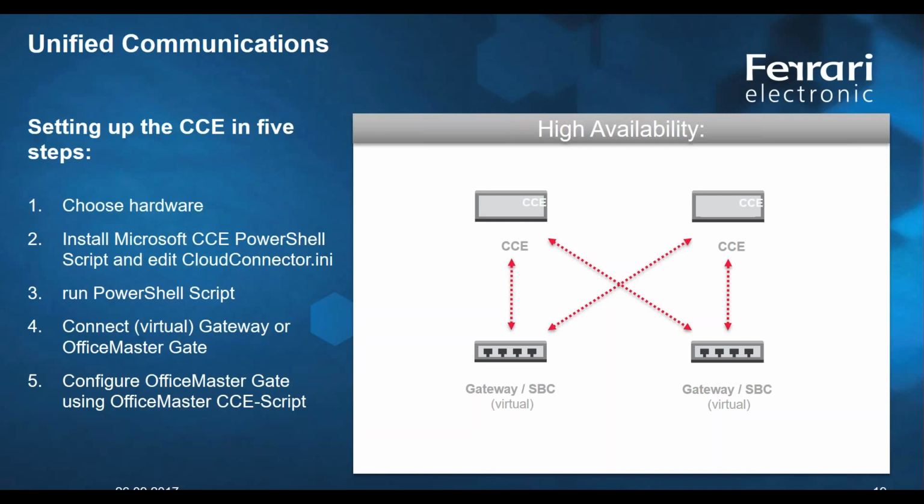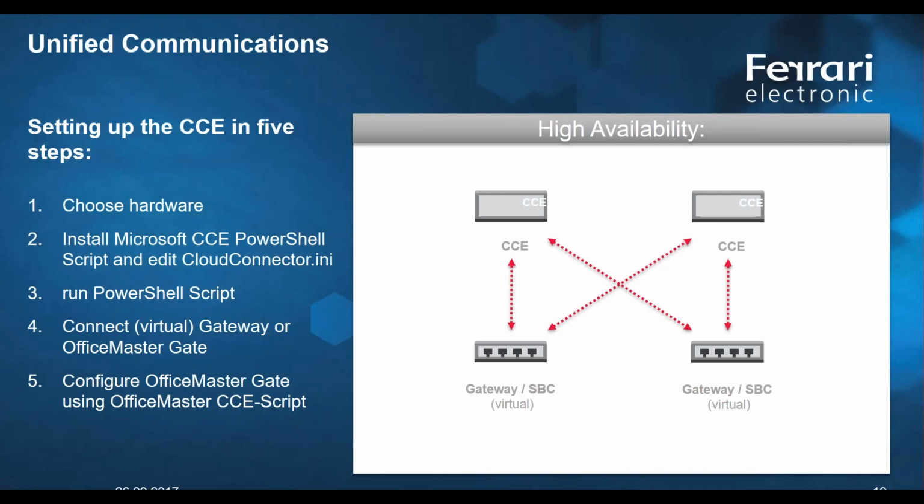Then run the PowerShell script, which takes a few hours to create all the virtual machines on the CCE appliance. This is all supplied by Microsoft. Then connect our virtual gateway or physical gateway and configure OfficeMaster Gate.